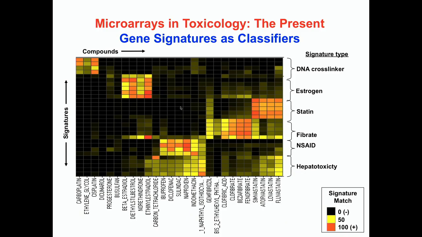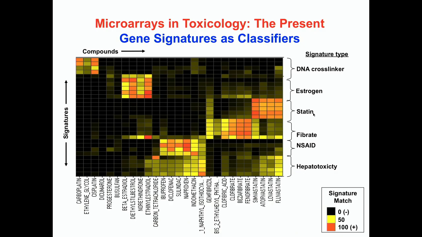over here, statins. Anybody here take statins? Yeah. You see, they all have the same signature. And those are Crestor, Lipitor, Zocor. The generic names are on the bottom. But they all have pretty much the same signature. And so we can tell a statin drug.